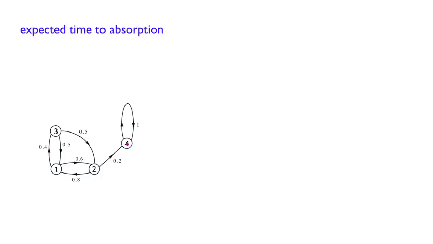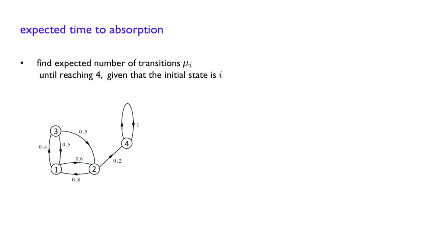We are going to be interested in looking at their expectation, or the expected value of these random variables. More precisely, let us define exactly what we want to do, which is to find the expected number of transitions, which we're going to call mu of i, until reaching 4, which is our absorbing state, given that the initial state is i, one of these 4 states.